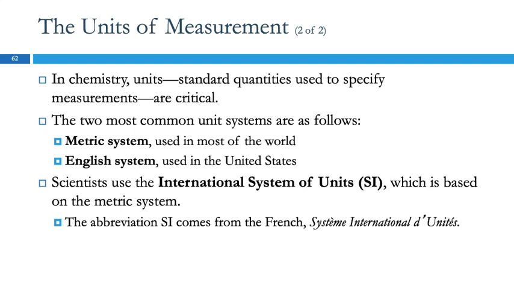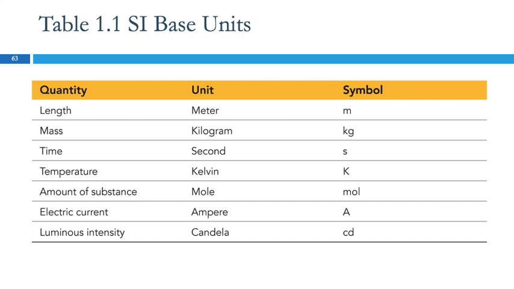What scientists use is actually called the International System of Units, or the SI system. It's based on the metric system, and in my opinion, the differences between the metric system and the SI system are not even worth talking about. So base units in the SI system, so these are the different quantities that can be measured: length, mass, time, temperature, amount of substance. These are also there, but we won't be talking about them. So the unit is meter, kilogram, second, Kelvin, and mole, and these are their symbols or their abbreviations.